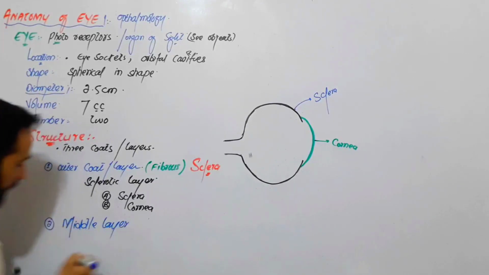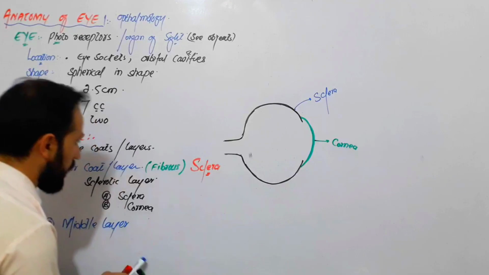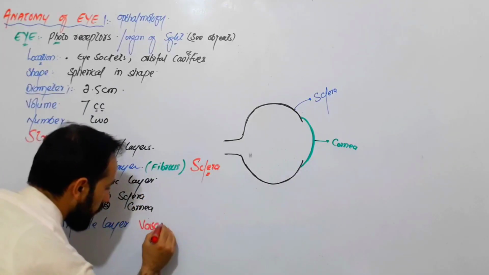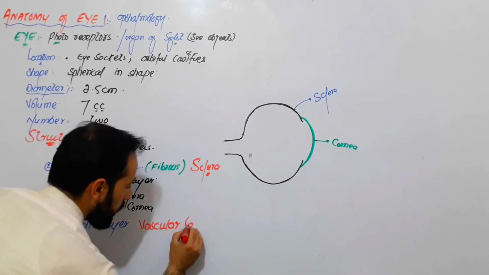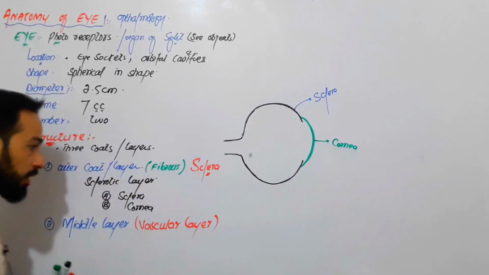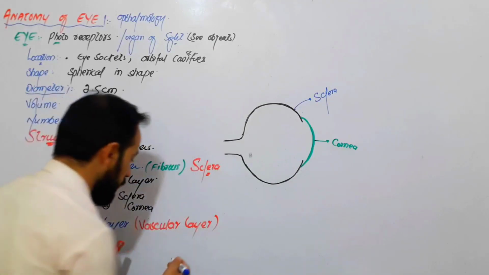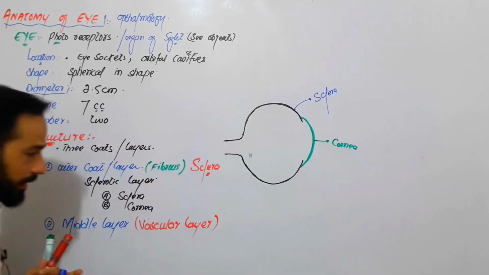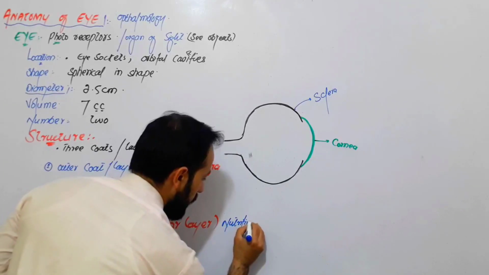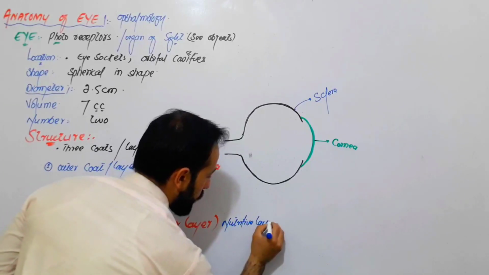and this middle layer is also known as the vascular layer, right? The middle layer is also known as the vascular layer, right? Or we also say that this middle layer is also known as the nutritive layer. Which layer? Nutritive layer. Why nutritive layer?